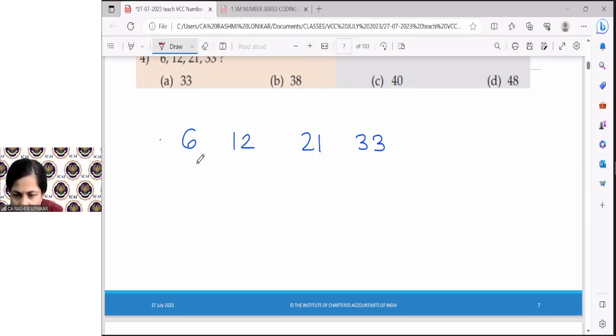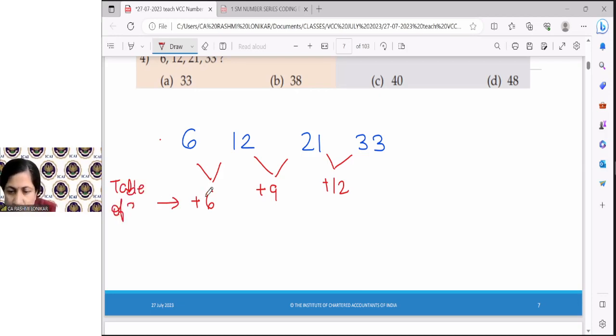12 minus 6. What is the difference? 6. 6 plus 6 gives me 12. 12 plus 9 gives me 21. 21 plus 12 gives me 33. Okay. What is this? This is the table of 3. Okay, 6, 9, 12 comes in the table of 3.